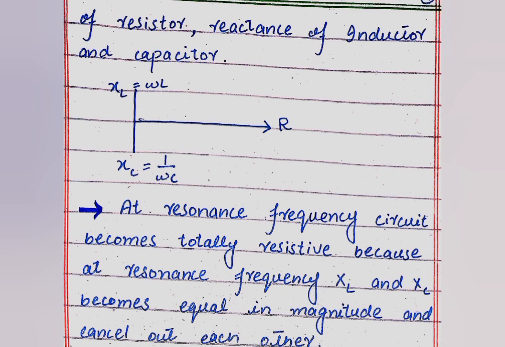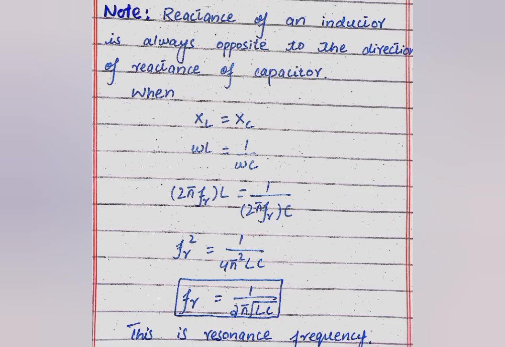Now here we draw a simple graph of the LRC circuit. At resonance frequency, the circuit becomes totally resistive, because at resonance frequency XL and XC become equal in magnitude and cancel each other out. The reactance of an inductor is always opposite to the reactance of a capacitor. Take XL equal to XC because their magnitude is the same but in opposite direction.